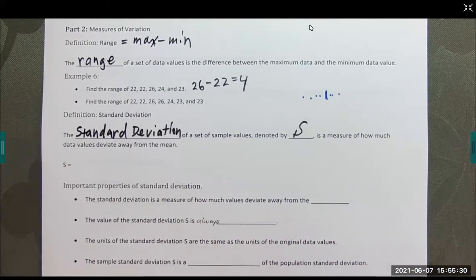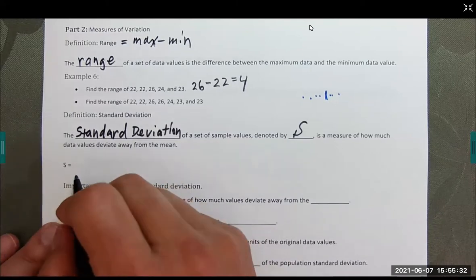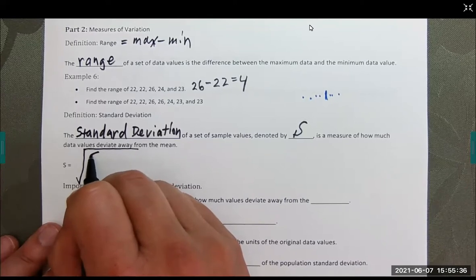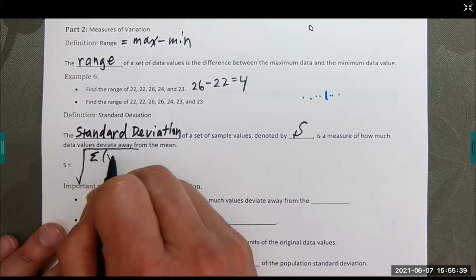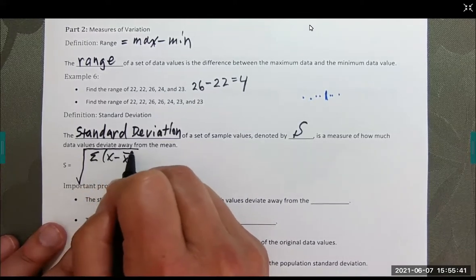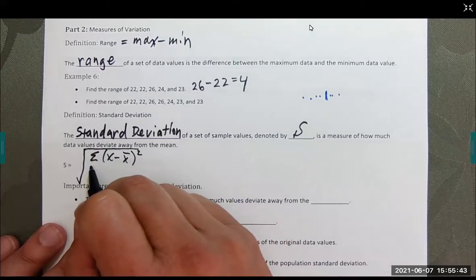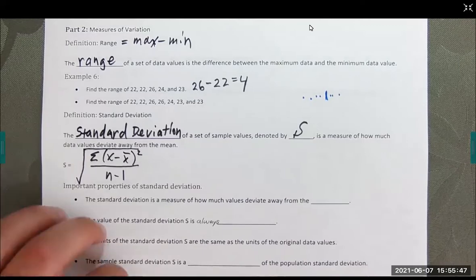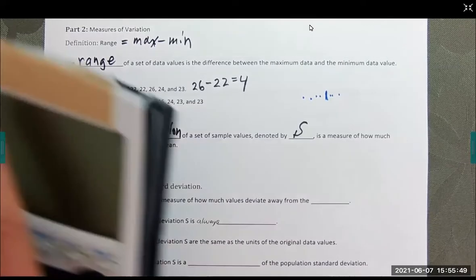And we have a formula, which we will not use. This is the summation of each data point minus the sample mean, squared, over n minus 1. However, we have machines that will do this for us.